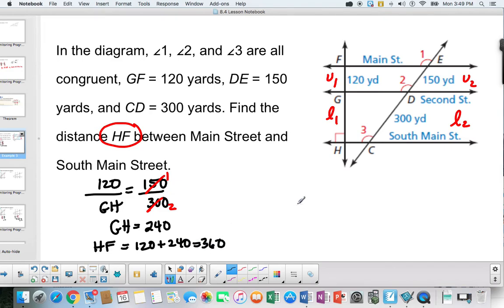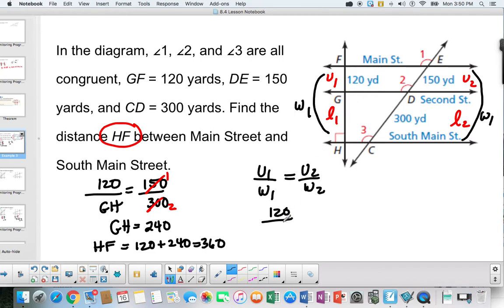Now there is another way to work this because proportions are very open to a lot of ways to set them up. What you could do is set up upper to whole. This represents the whole, those two added up, and we can have a whole on this side. So I'm going to do upper to whole equals upper 2 to the whole length there. Upper 1 is 120, and the whole here is what I'm really looking for, HF. Then upper is 150, and the whole is these two added together, which is 450. That tells me this is a 1-to-3 ratio, so I know that HF is 3 times as big, which is 360, and that's exactly the way I got it this way. So there's more than one way to do the problem.